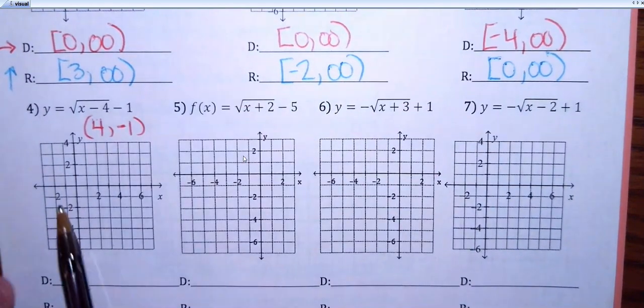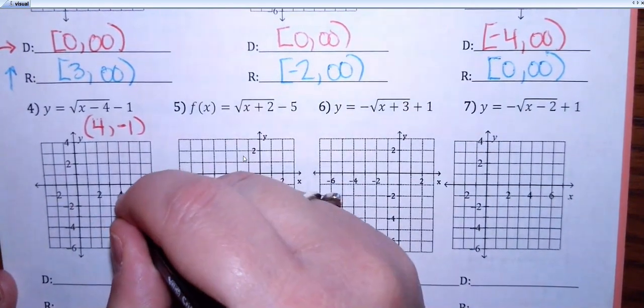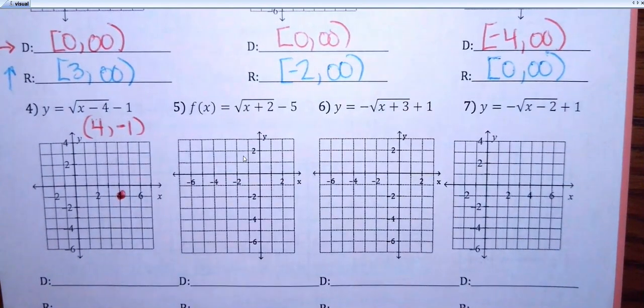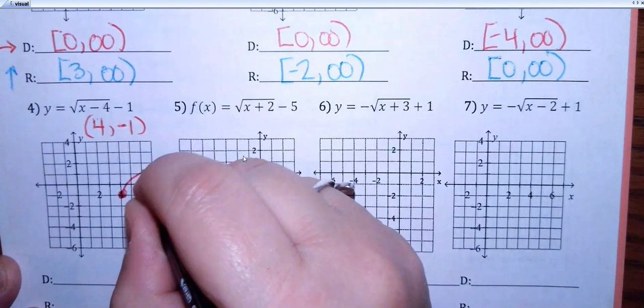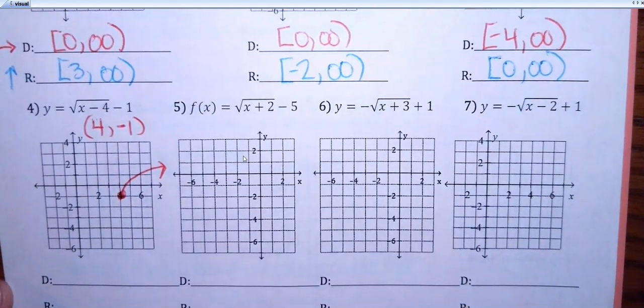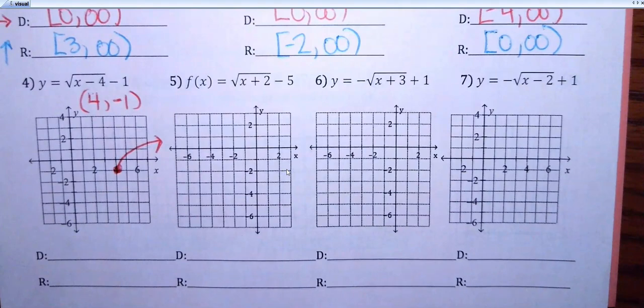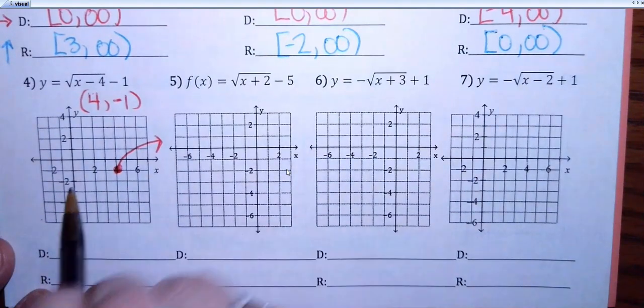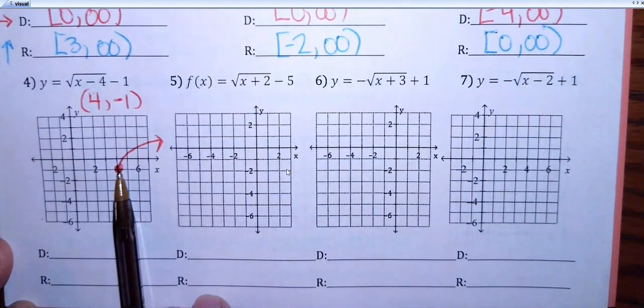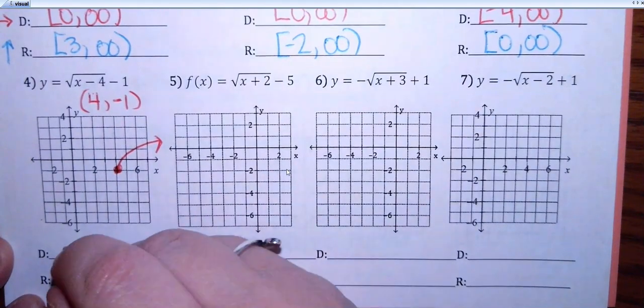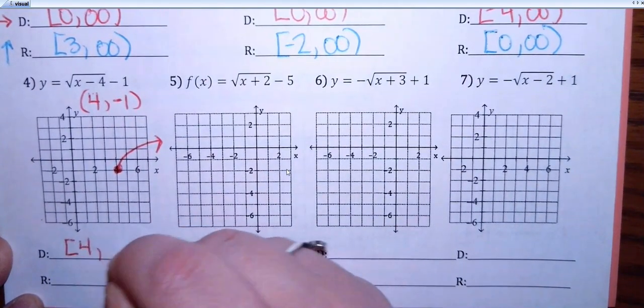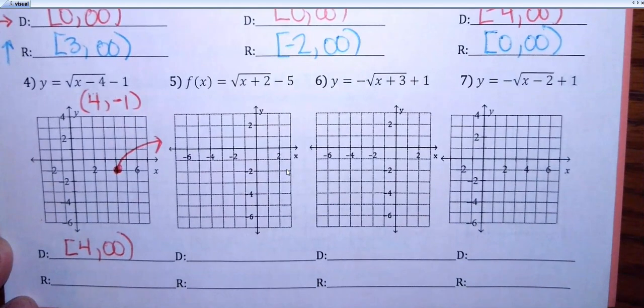So I'm going to go 4 to the right, down 1. And again, we're just doing a general shape. This is a positive square root of x, so this should be the top half of that sideways U shape. And let me just do domain and range while we're here. Okay, from the left, the first point I'm going to touch is this point where we started. The x value for that point is 4, and then we're going right forever.